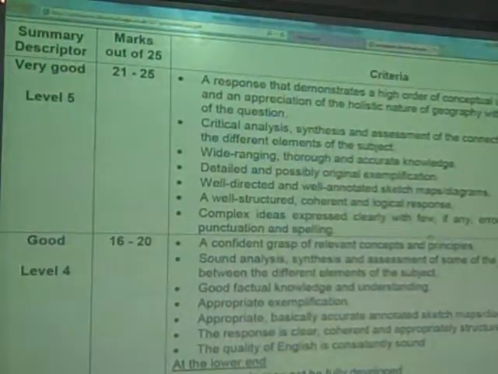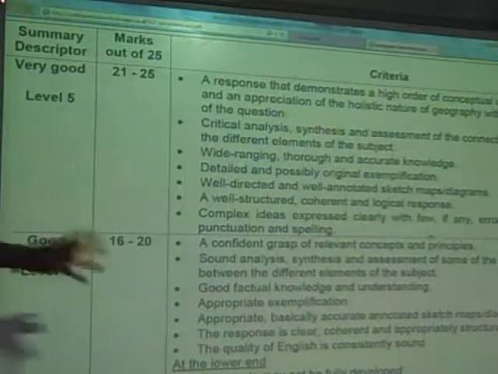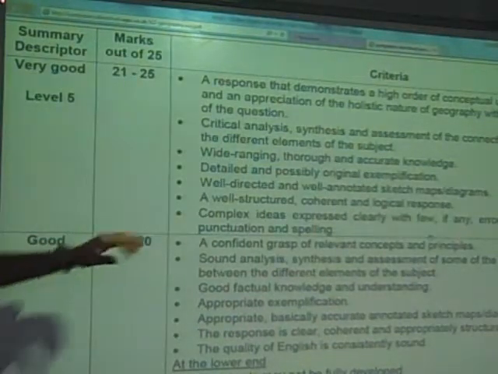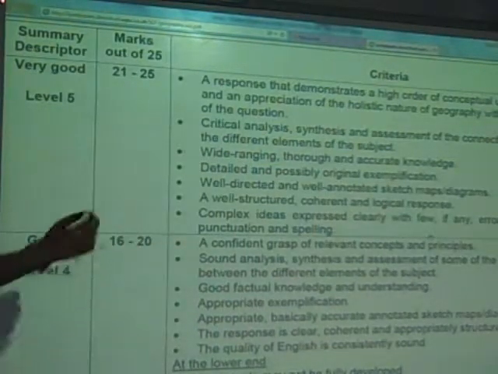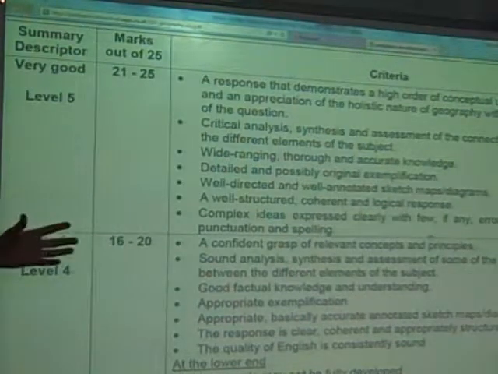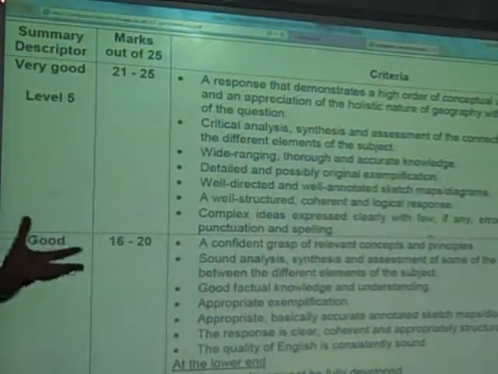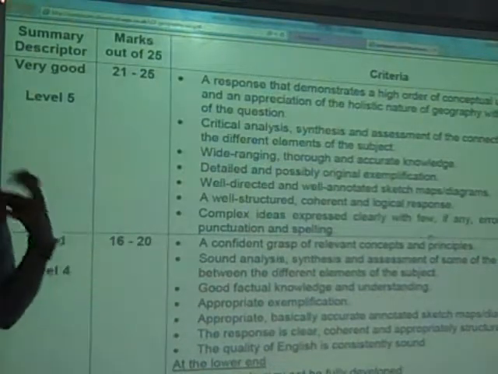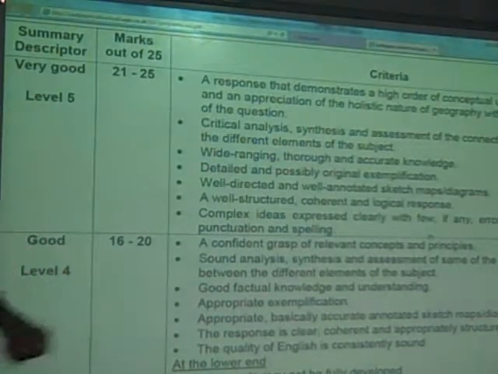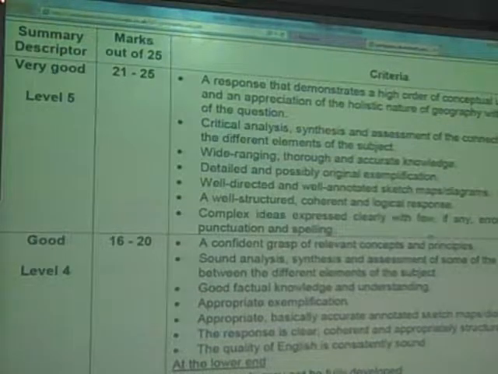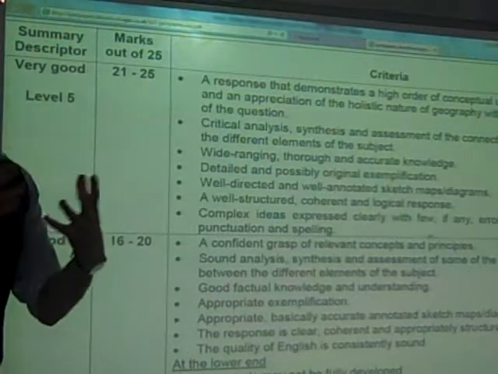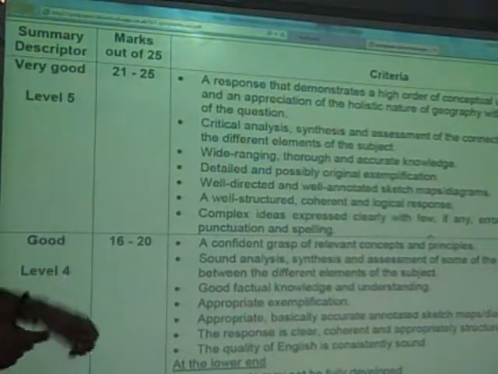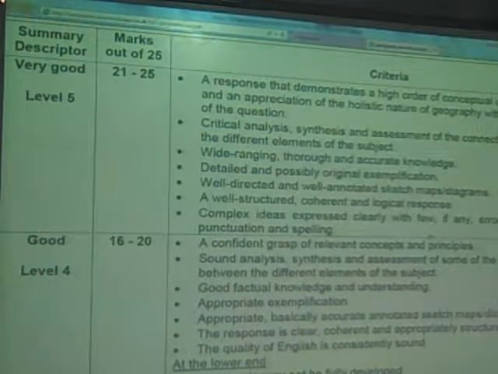Well, you have to have a confident grasp of the relevant concepts and principles, sound analysis, synthesis and assessment of some of the contexts, good factual knowledge and understanding, appropriate exemplification, so using the correct examples. Also, having a coherent and structured response, so your essay actually flows. Also, you have good quality use of English.